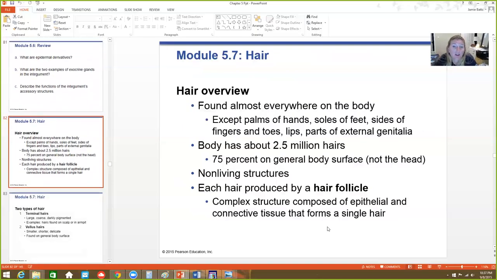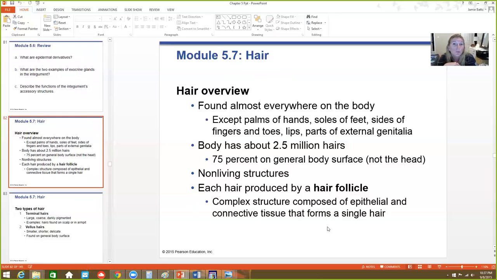Hair is found almost all over the body. A couple places it's not found: palms of your hands, soles of your feet, sides of your fingers, right? Lips, toes, parts of your external genitalia. Those are the main parts of your body that don't have hair. And then everyone varies. You know, some people don't have hair on their calves or whatever.